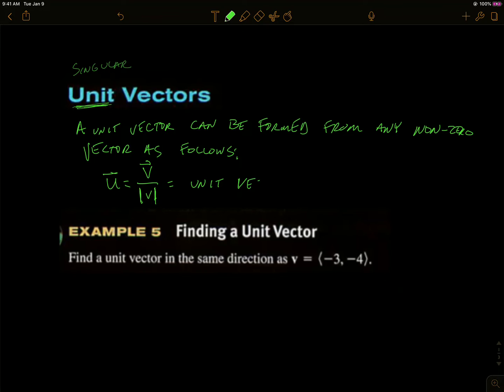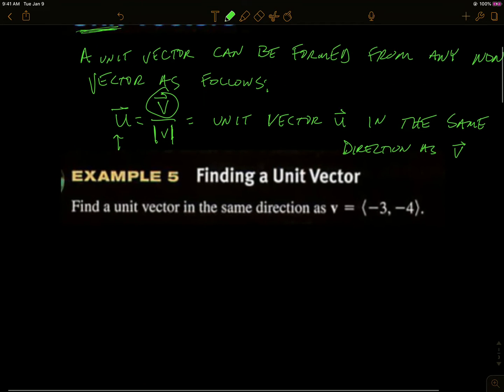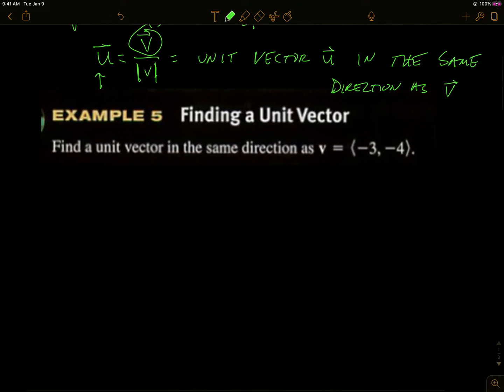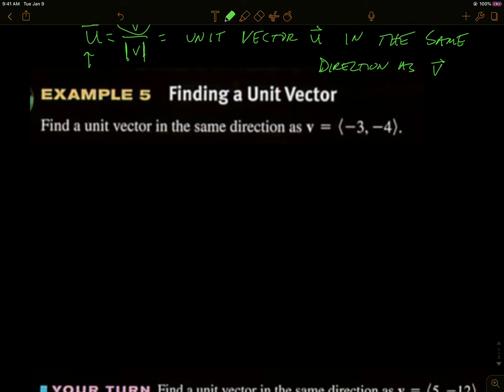So that'll give us a unit vector u in the same direction as vector v. We'll take the vector, divide by its magnitude, and the result is a vector u that's the same direction, but it's only 1 unit long, has a magnitude of 1. So let's look at an example.